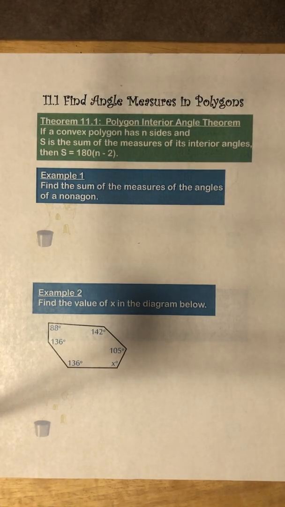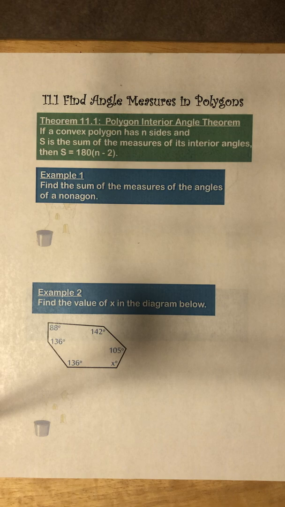The first theorem that we're talking about is called the polygon interior angle theorem, and this theorem is going to allow us to find the sum of the measures of interior angles. Now you already know for a triangle that those 3 angles are always going to add up to 180. We also know for a quadrilateral that those interior angles are going to add up to 360. But what if you have a 5-sided figure, or a 10-sided figure, or a 327-sided figure? How do you find the sum of the measures of the angles? And that's where this theorem comes in.